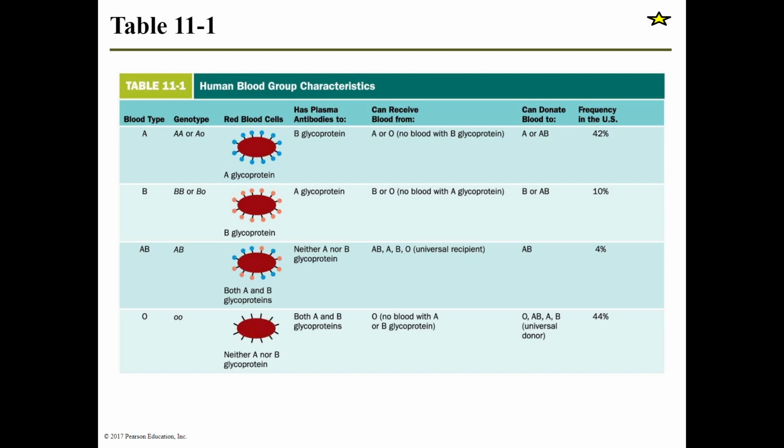Here's a summary table. You can see it gives you the blood type, the possible genotypes. It shows you a pictograph of the different glycoproteins or surface markers that would be on the individual blood cells. So for type A, you have type A surface markers. Type B, you have type B surface markers. Type AB, you have A and B surface markers. And for type O, you have none.